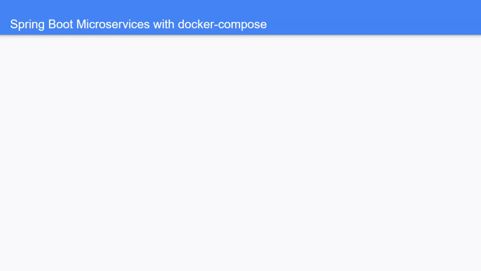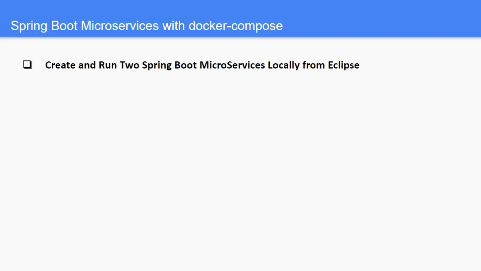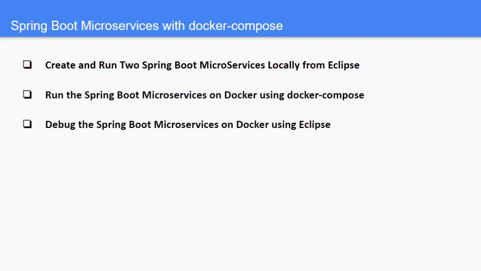In this lesson, we are going to learn how to work with Spring Boot microservices with Docker Compose. Here, we will create and run two Spring Boot microservices locally from Eclipse, then run those on Docker using Docker Compose, and finally, we will debug them on Docker using Eclipse.